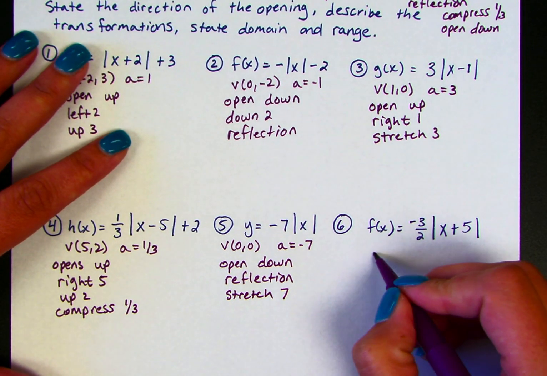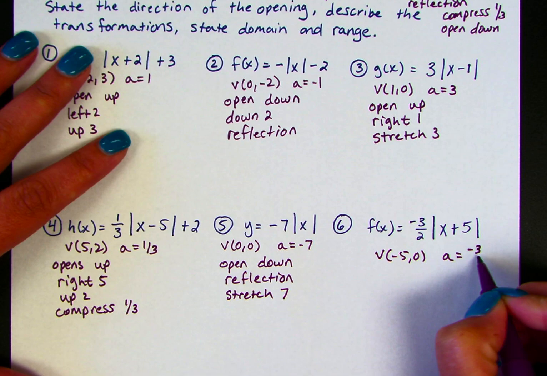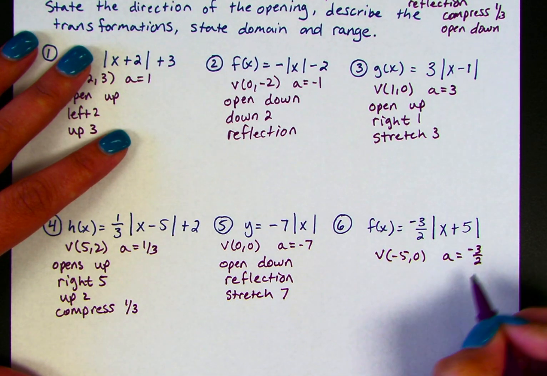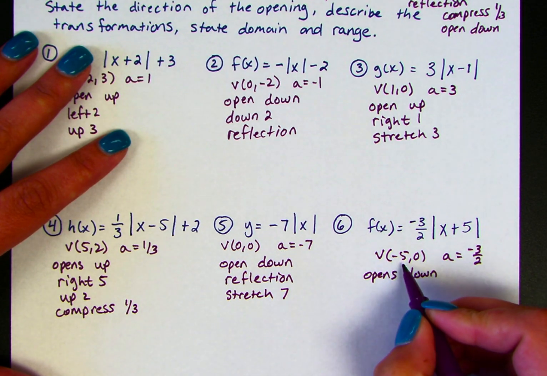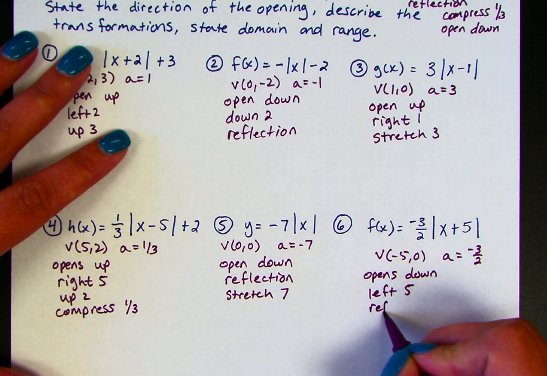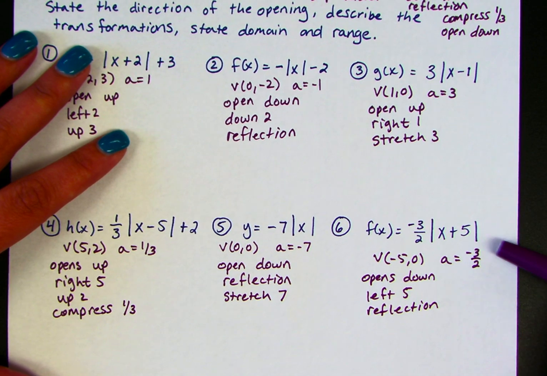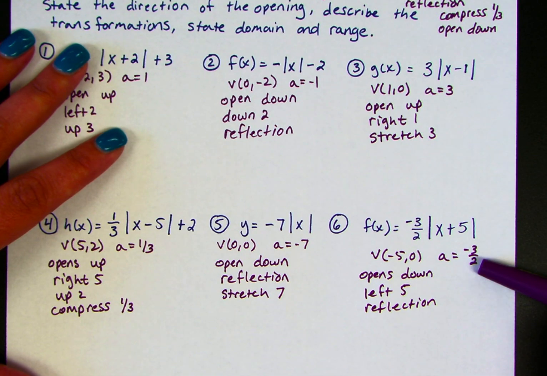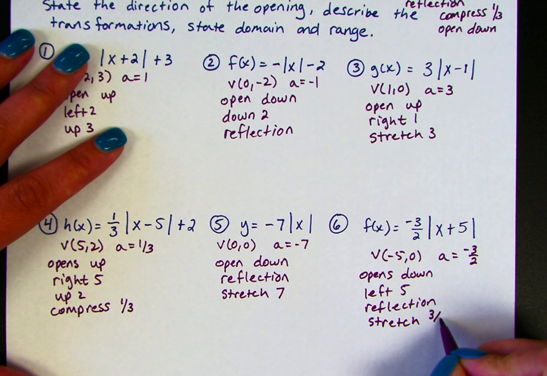All right, last one. So vertex is at (-5, 0), and my slope is -3/2. So since slope is negative, this will open down. Describing my vertex, I'm going to the left 5. I have a negative slope, so that's a reflection. And then 3/2 is bigger than 1. And I know that because my top number is bigger than the denominator, so this is bigger than 1, which means it's going to make the graph skinnier because we're going up faster than we're going over. So this is going to be a stretch of 3/2.